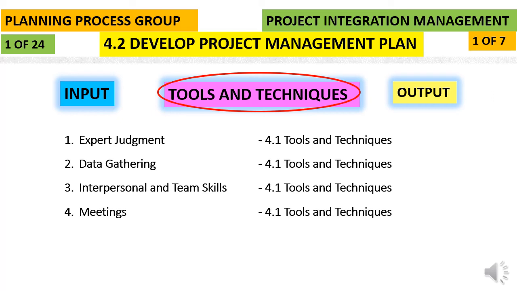So once we have the expert judgment, then we go for data gathering. For data gathering, we have the same tools like brainstorming, focus groups, and interviews. Apart from that, we also leverage checklists. This is because the checklist will guide the project manager to develop a plan or ensure that all the required information is included without any missing of the information.